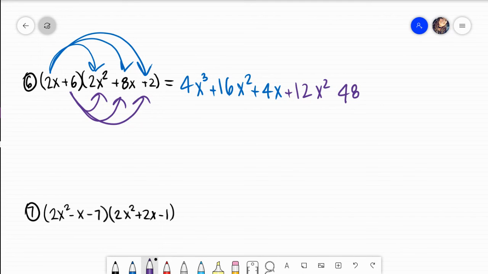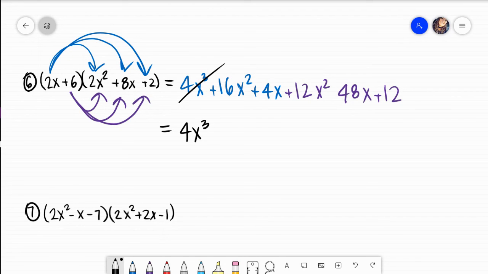No x times x is x. And then 6 times 2 is 12. Signs are the same, so it's positive. Am I done? Not quite. Let's combine like terms. Is there another term that has the variable and the exponent x cubed? Nope. So you just write 4x cubed.